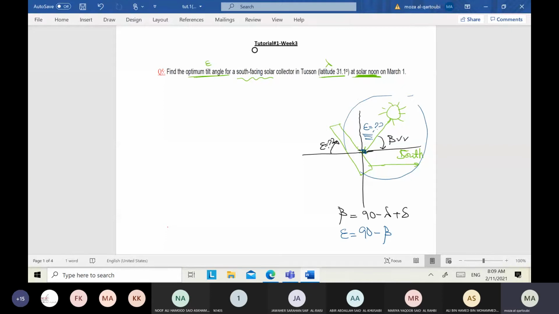So I will write now the meaning of beta first. Beta is called the altitude angle. Okay, and beta equals 90 minus lambda plus delta. Now, delta is called the declination angle.